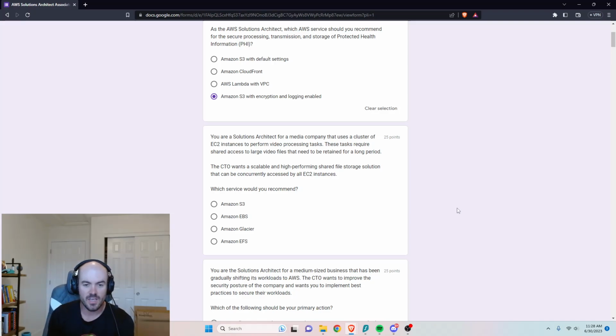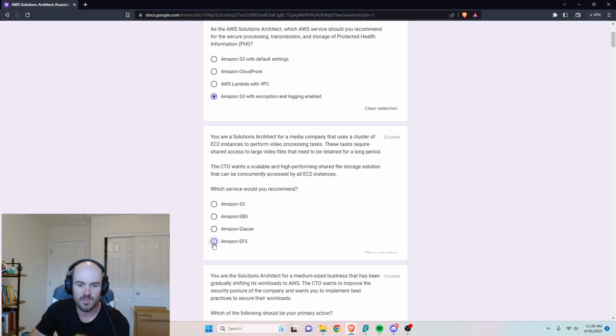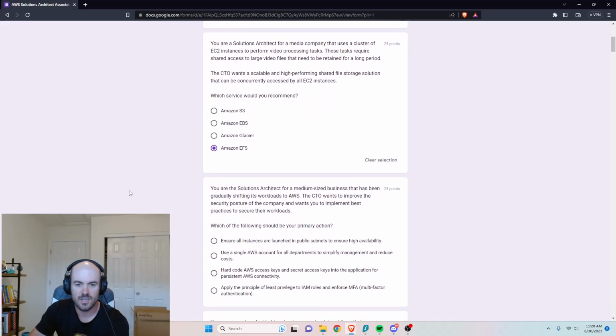And then finally, we've got EFS. So we've got our elastic file storage here. So that is going to be what I'm going to go with, because you can, in fact, use EFS and mount it to different mount points rather, so that it can be accessed by multiple EC2 instances concurrently, so at the same time. So I'm going to say EFS and move on.